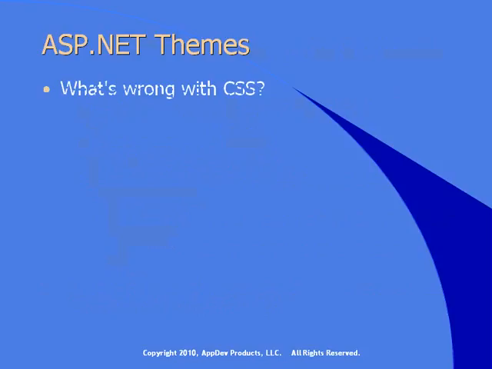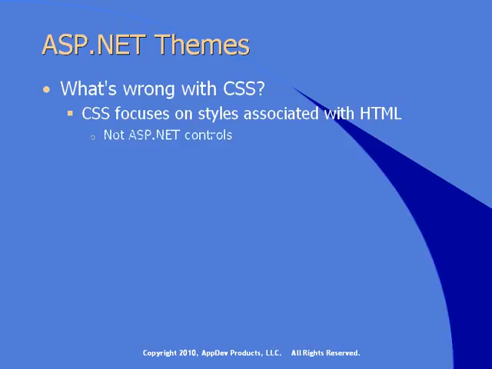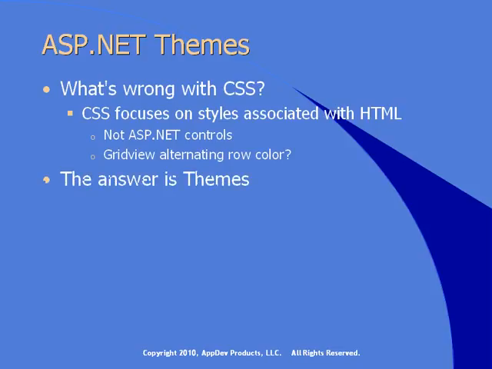So what's wrong with CSS? Well, CSS focuses on styles associated with HTML, not ASP.NET controls. For example, what if you wanted in the grid view to have an alternating row color? Well, there's nothing CSS can do about that because CSS has no way to make itself apply to every other row in a grid. That's not going to happen. The answer is ASP.NET Themes.